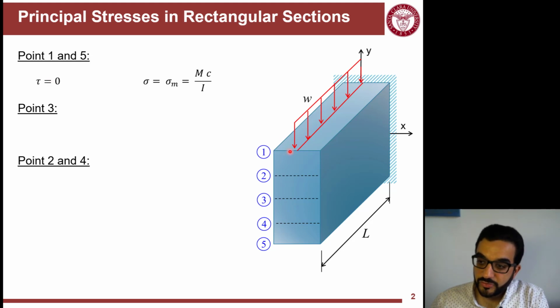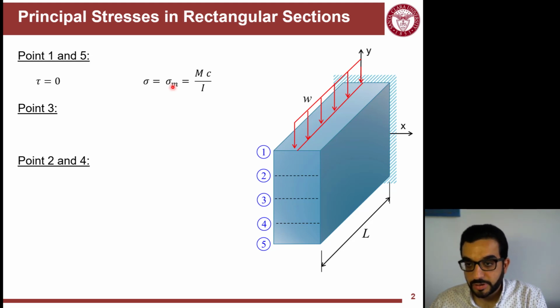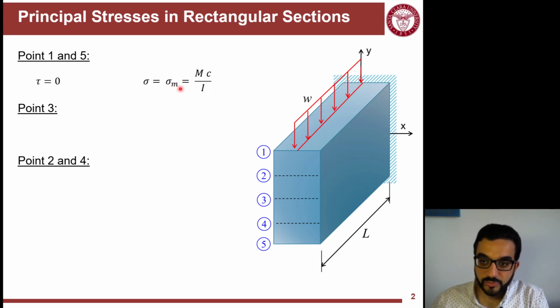And then the maximum normal stress will happen at the top and the bottom, which is equal to MC over I. We used to call it sigma max, but in this case, because we have principal stresses, which we'll call sigma max for tension, which is sigma 1, and compression, which is sigma 2 for Mohr circle, here we'll refer to the maximum flexural normal stress as sigma m, which is equal to MC over I. So these are points 1 and 5. We'll have the same stresses at the top and bottom; for this specific case, the top will be positive stress and the bottom will be negative stress.